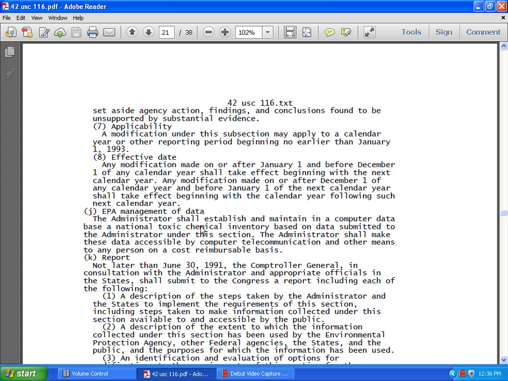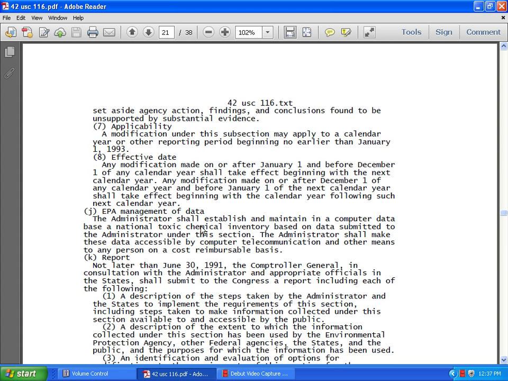7. The applicability. The modification of the subsection applies to the calendar year reporting period beginning no earlier than January 1st, 1993. Effective date. Any modification made on or after January 1st and before December 1st of a calendar year shall take effect beginning the next calendar year, and a modification made after December 1st of any calendar year and before January 1st of the next calendar year shall take effect beginning with the calendar year following the next calendar year. The EPA management of the data.